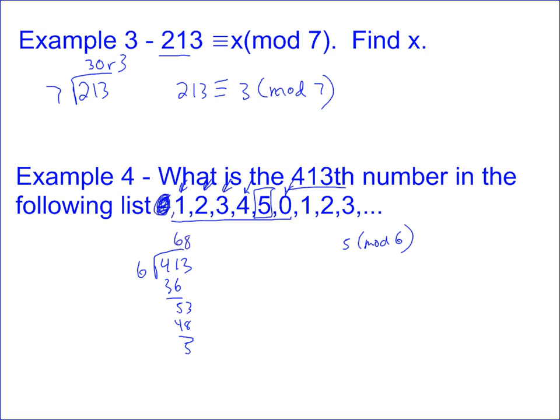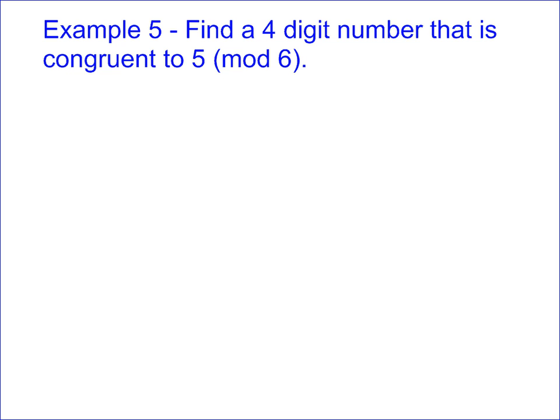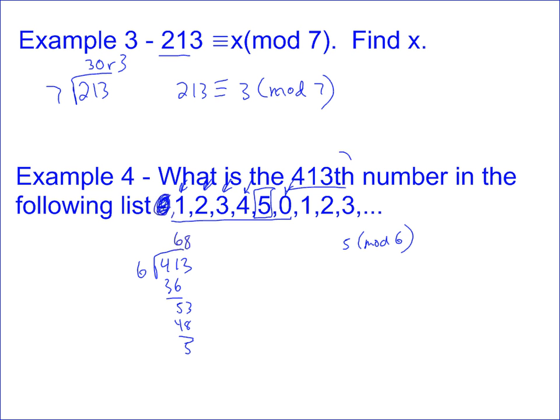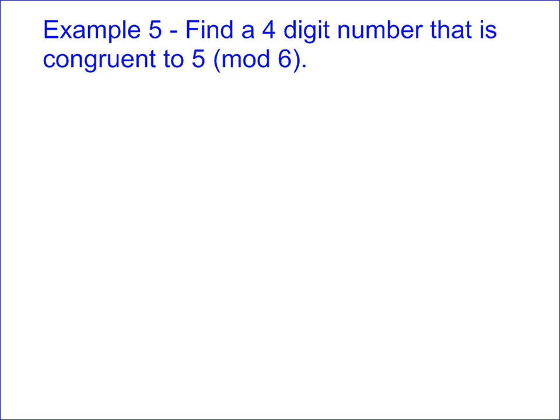Find a 4-digit number that is congruent to 5 mod 6. Well, we're just looking for a number that has remainder 5 when divided by 6. I can think of a really easy number that is evenly divisible by 6, and that would be 6,000. So if we add 5 to that, 6,005 divided by 6 would give you 1,000, remainder 5. So 6,005 would be congruent to 5 mod 6. All you do is find a multiple of your modulus, and then add whatever the remainder is.